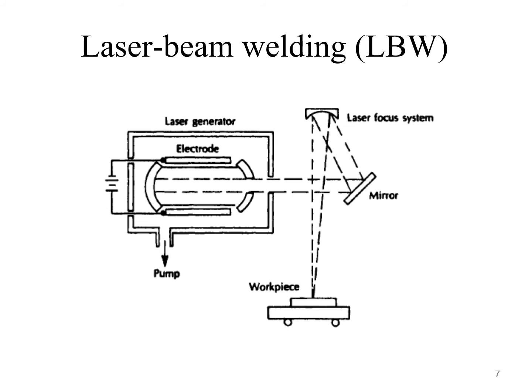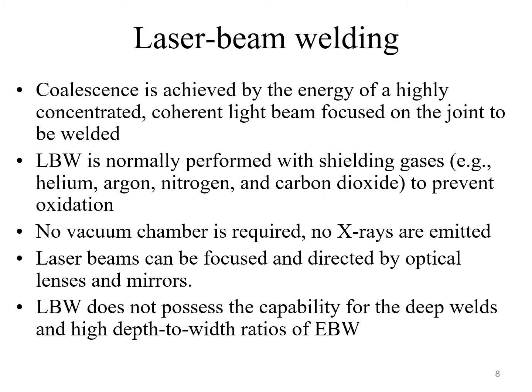Now laser beam welding. So what happens here? You have a pump, there is a laser generator. It generates the laser. It reflects from this mirror, comes here, and the laser is focused onto the workpiece. Laser beam welding, coalescence is achieved by the energy of a highly concentrated coherent light beam. This term is very important. Coherent. Focused on the joint to be welded.